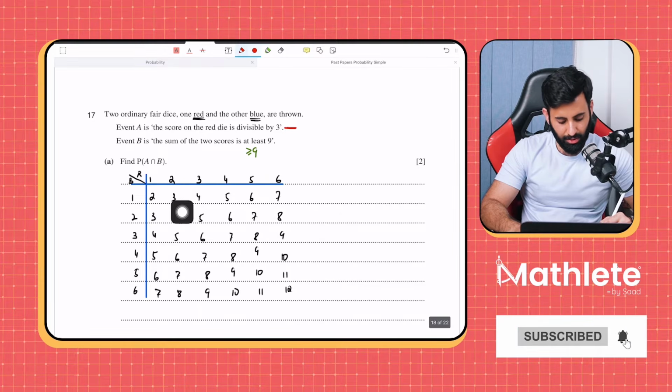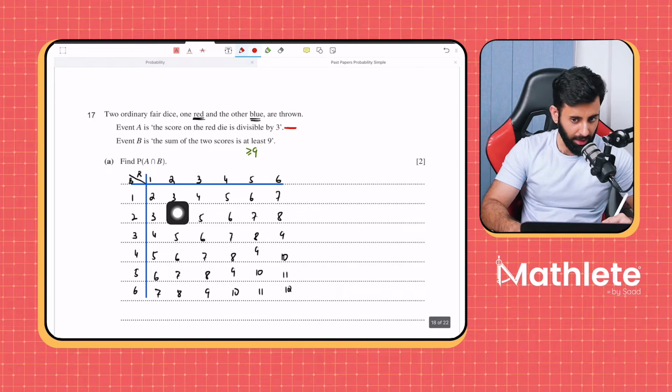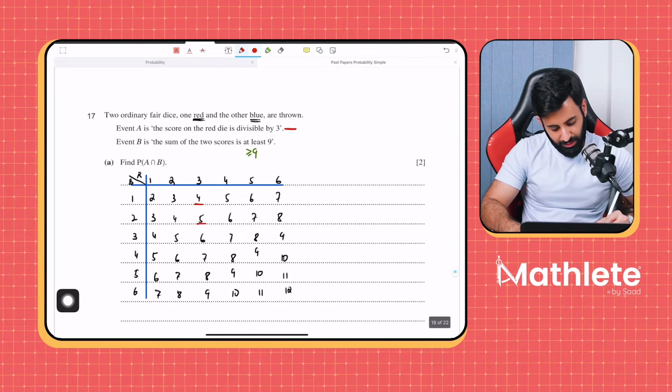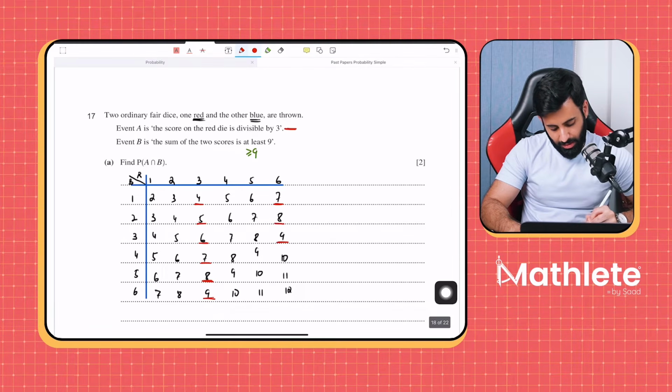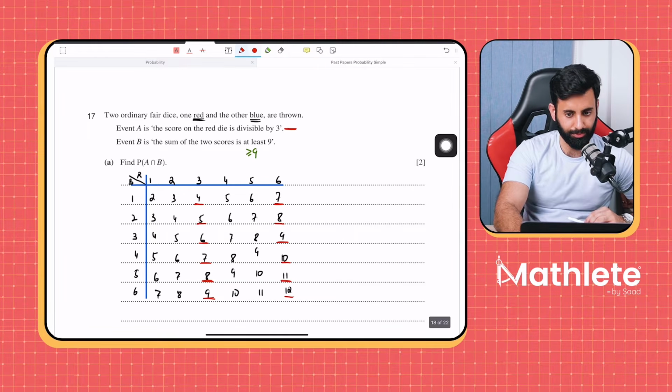3. How did we get this 3? We got this 3 because of 2 and 1. The score on the red die was 2, the score on the blue die was 1. Is it divisible by 3? No, it's not. Here, the score on the red die is 3, the score on the blue die is 1. That means the score on the red die is divisible by 3. Okay, in fact, in this entire column, the score on the red die is 3, which is divisible by 3. Just like that, 4 is not divisible by 3, 5 is not divisible by 3, 6, however, is divisible by 3. So this also is when the score on the red die is divisible by 3.